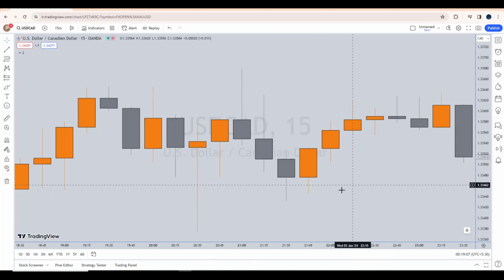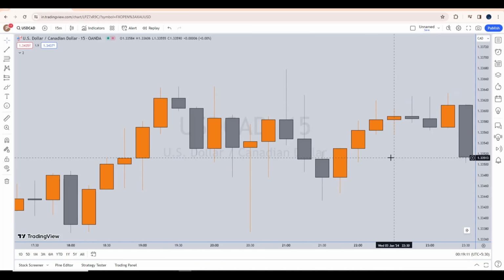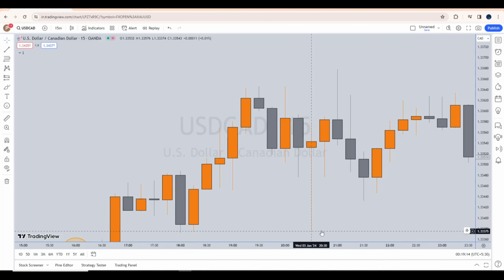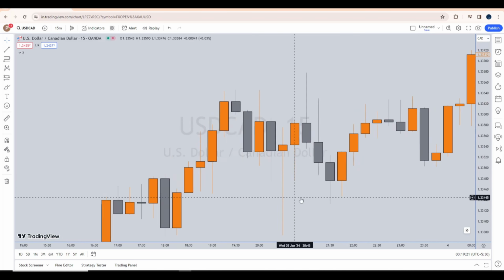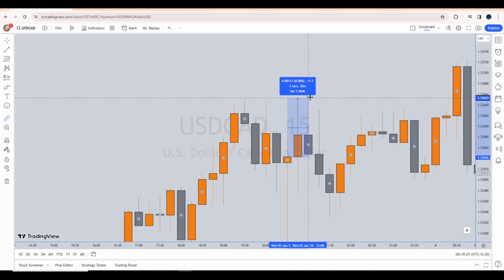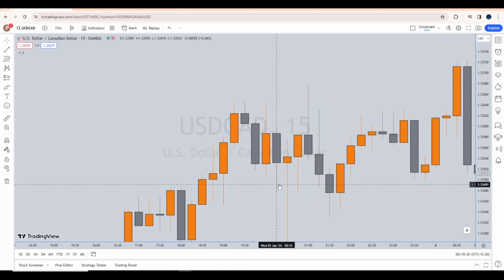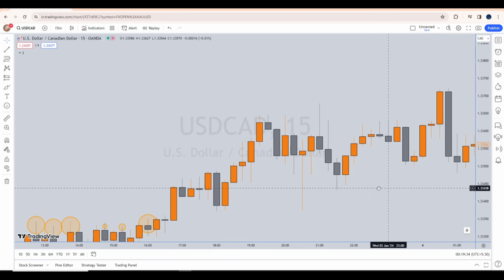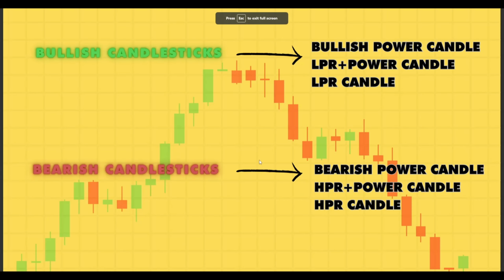Here also you can see an example of an LPR plus power candle, and this is the example of an LPR candle. It has a huge wick to the bottom and a small body on the top. Okay, so it's a 15-minute time frame. You can clearly see the price went all the way up from here, 13 pips, 14 pips. Okay, so it shows the power of the buyers.